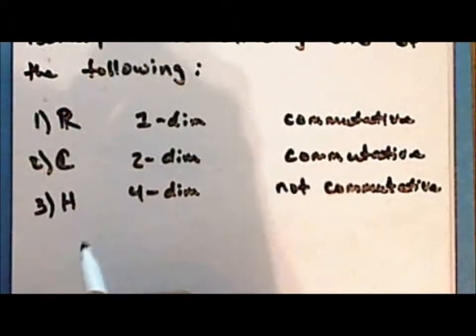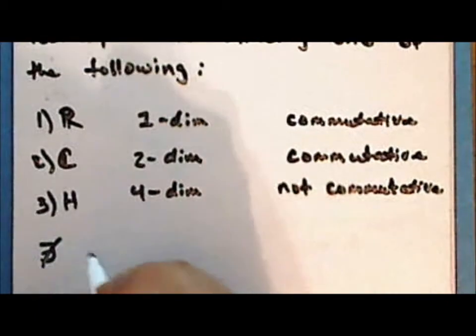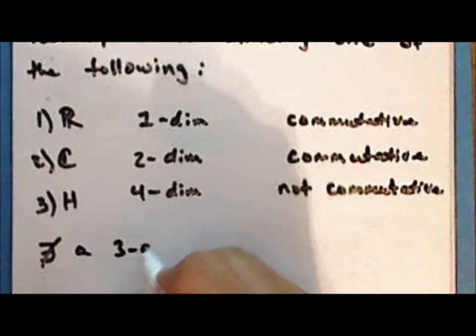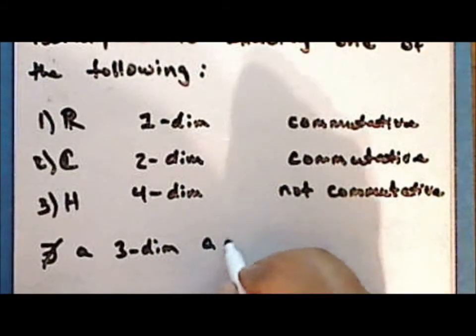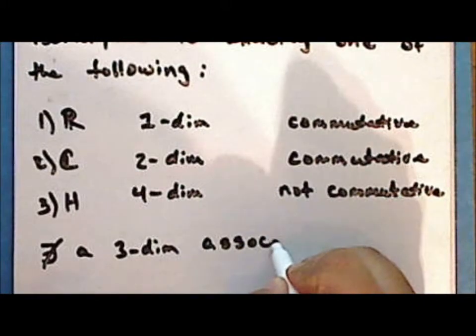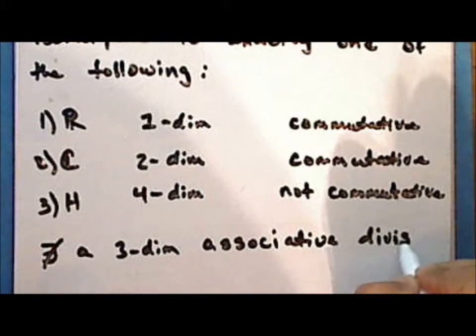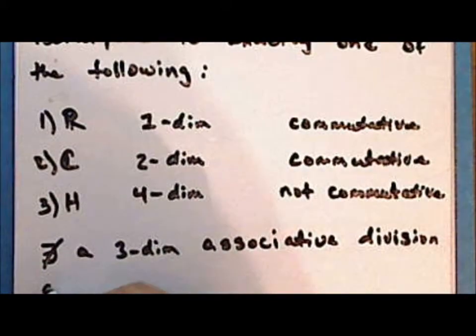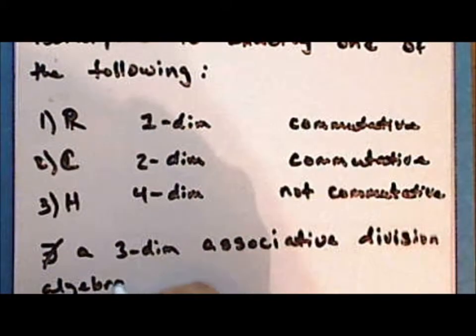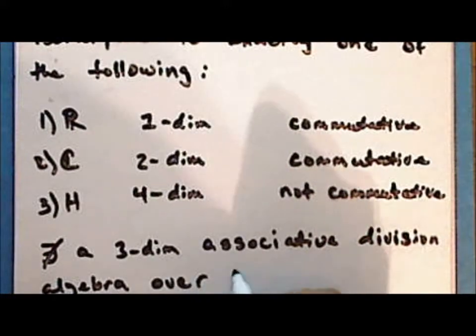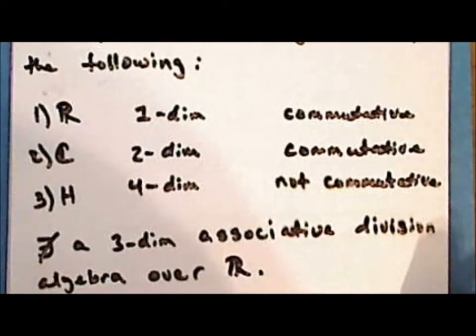So notice that Frobenius' theorem shows us that there does not exist a three-dimensional associative division algebra over the field of reals. And so Hamilton's search for a three-dimensional algebra with the same properties as the complex numbers was in vain.